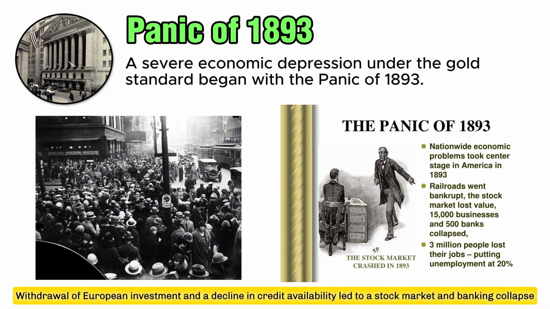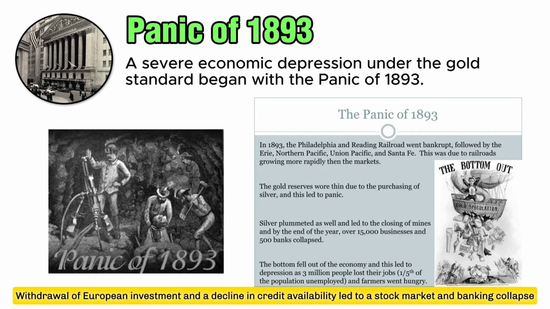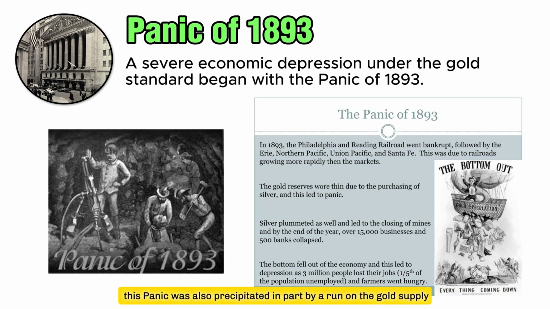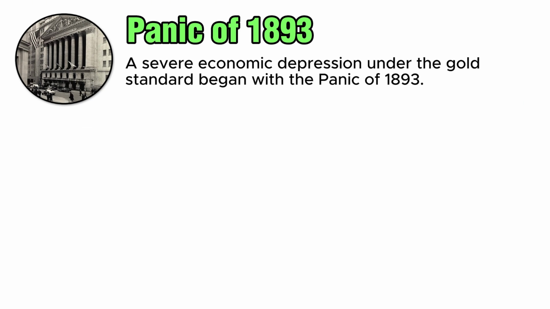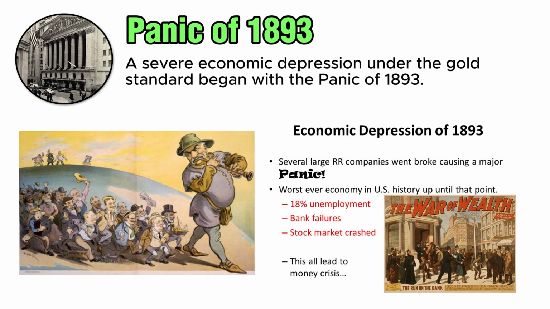Withdrawal of European investment and a decline in credit availability led to a stock market and banking collapse. This panic was also preceded in part by a run on the gold supply. The Treasury had to issue bonds to purchase enough gold. Profits, investment, and income all fell, leading to political instability, the height of the U.S. populist movement, and the free silver movement.